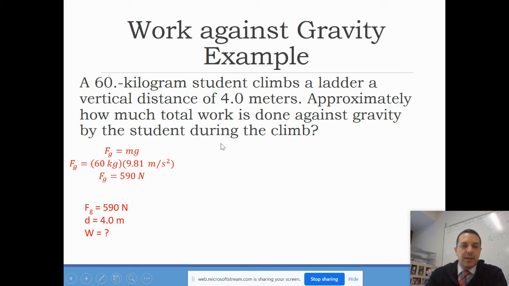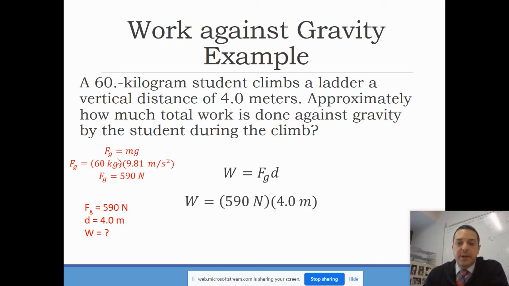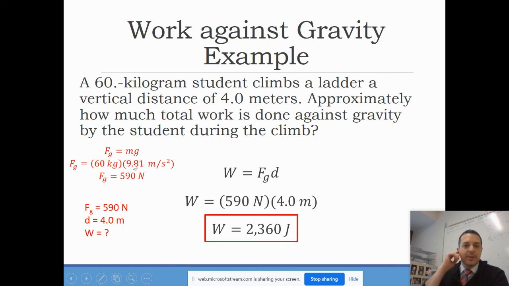So now we can list out the things we know in our problem. We know the force of gravity and we know the displacement, and we want to find out how much work was done against this force of gravity. So we're going to use the equation work is equal to force times displacement. In this scenario, since we're working against gravity, it's going to be the force of gravity, and that's 590 newtons times 4 meters. And we find that there's 2,360 joules of work done to lift a 60 kilogram student approximately 4 meters.